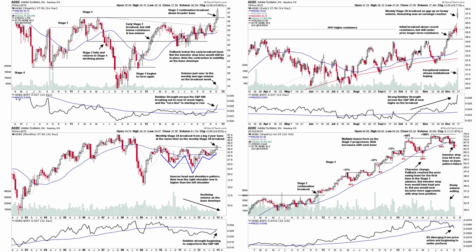And so after almost a 100% move here, we got a significant pullback of 20%, which pulled back to the 30-week moving average here, and then failed to get back above a declining 10-week moving average, and pulled back further, and actually pulled back to test the low from the previous swing low.